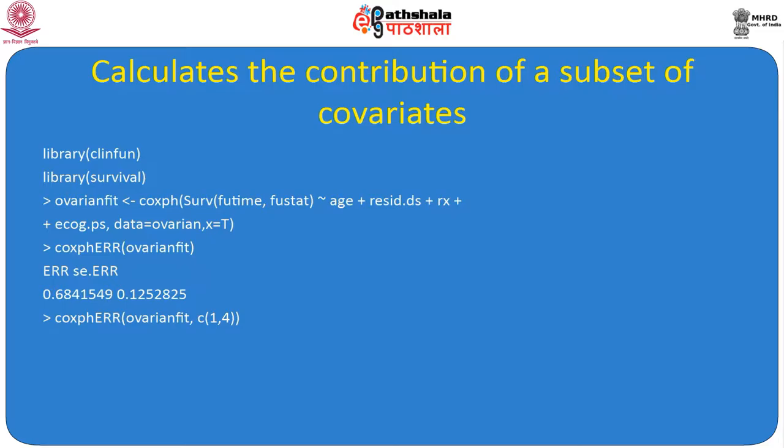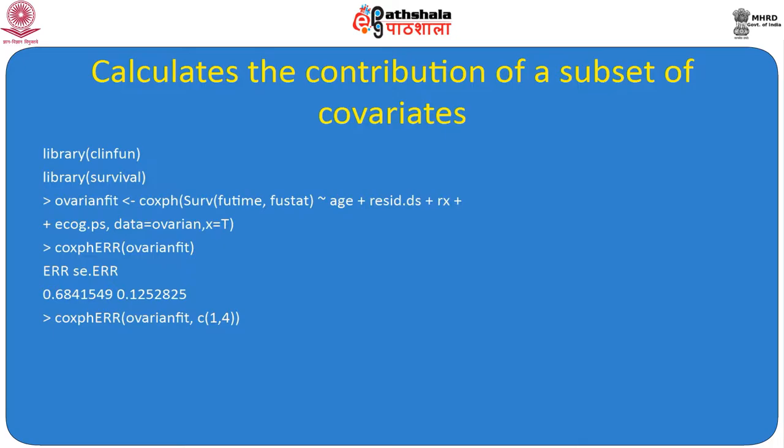Here, if you go to the library survival and call the data, we will get the detailed features of the factors or covariates mentioned here. We are not going into details about these factors, but in addition to rx, we also consider another factor, ecog.ps, which is also available in the data set ovarian. After that, we assigned data equals ovarian, and the whole function is assigned to ovarianfit. Now our intention is to find the relative risks.